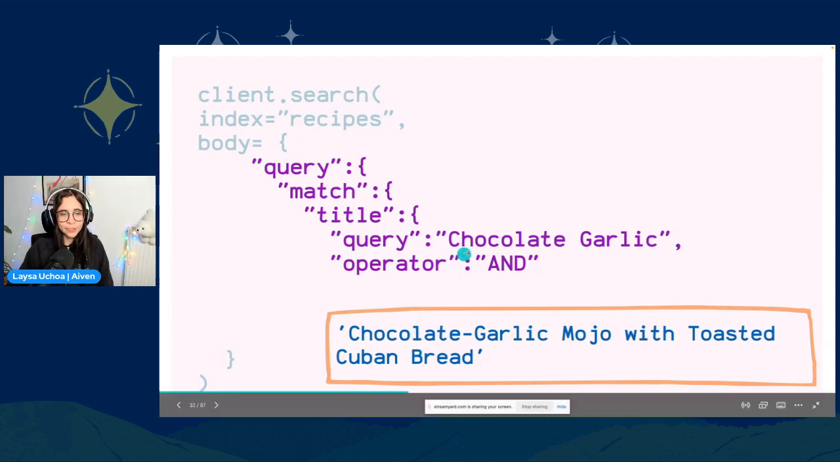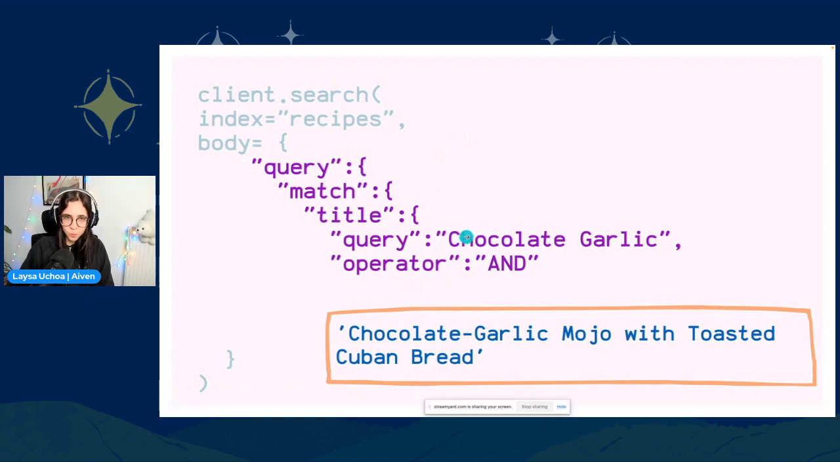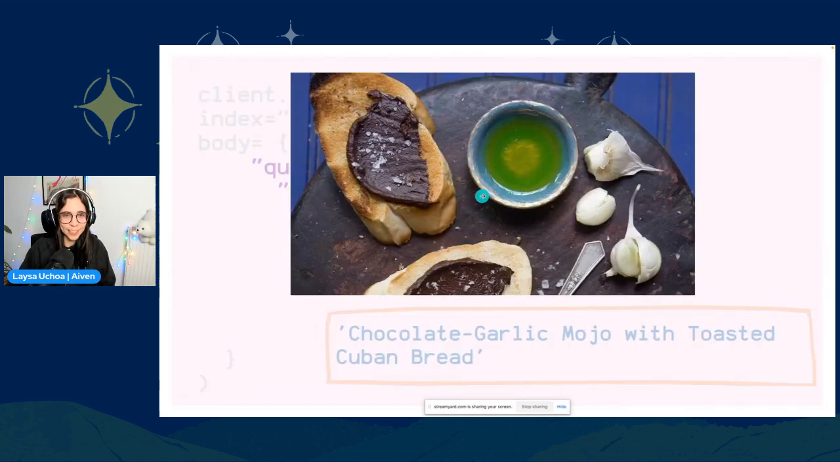So we found this recipe called chocolate garlic mojo with toasted Cuban bread. If you like it, you can ask me. I can send you the recipes or the data. This data you can also find in the repository, and it looks a bit like this. I think it looks tasty. Don't you think? I would give it a try.